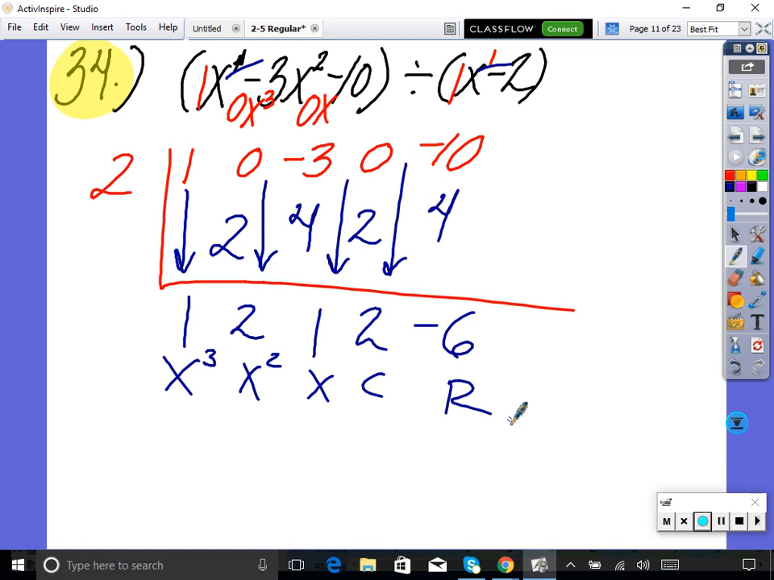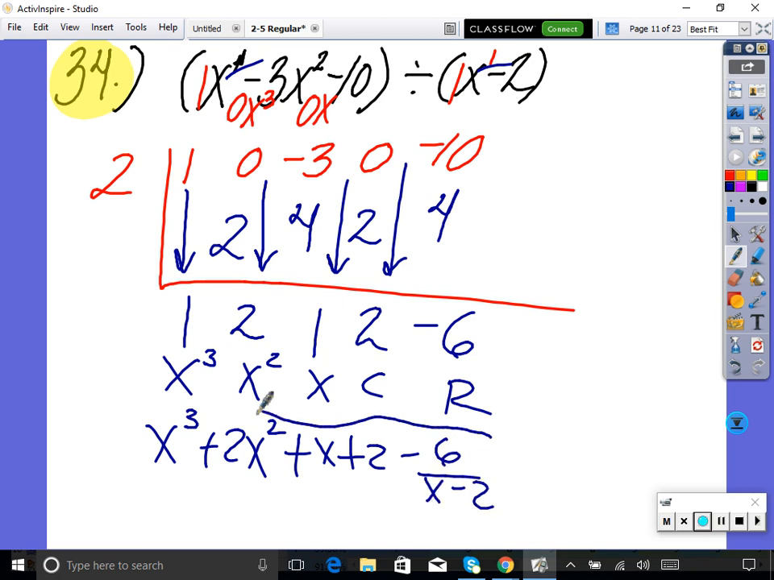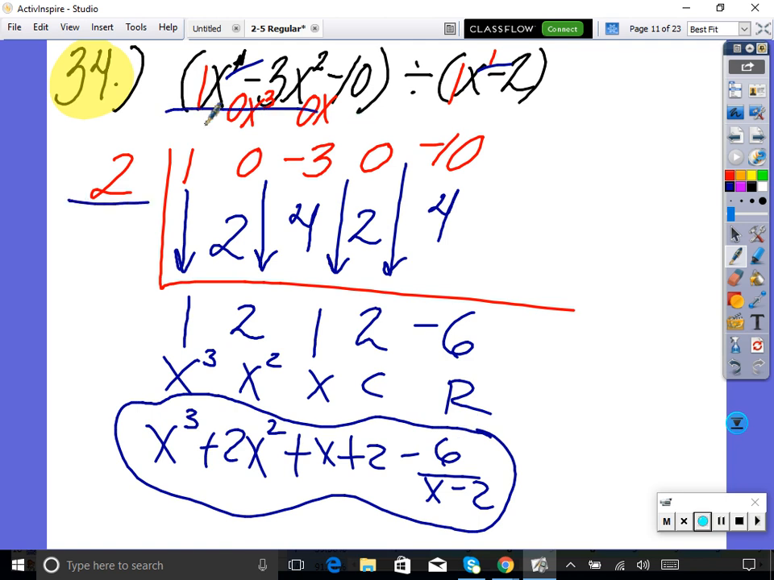So when it divided, it was 1x cubed plus 2x squared plus x plus 2, minus 6 when we divided by x minus 2. And now we just know so much about this because we know that 2 is not a solution of that and x minus 2 is not a factor. It didn't divide evenly. Okay, are you guys good to go?